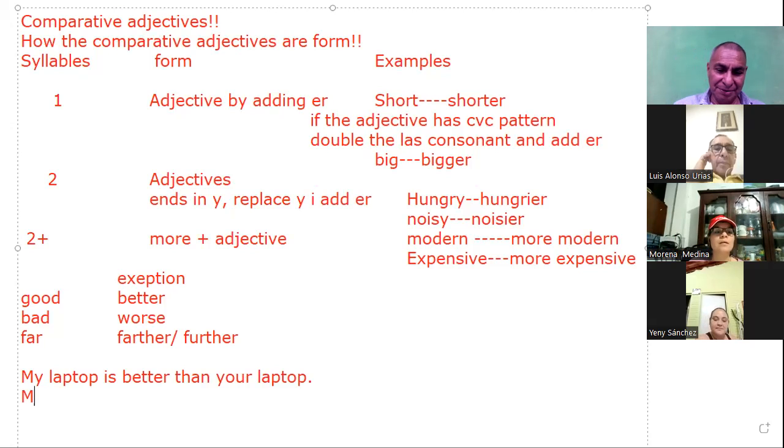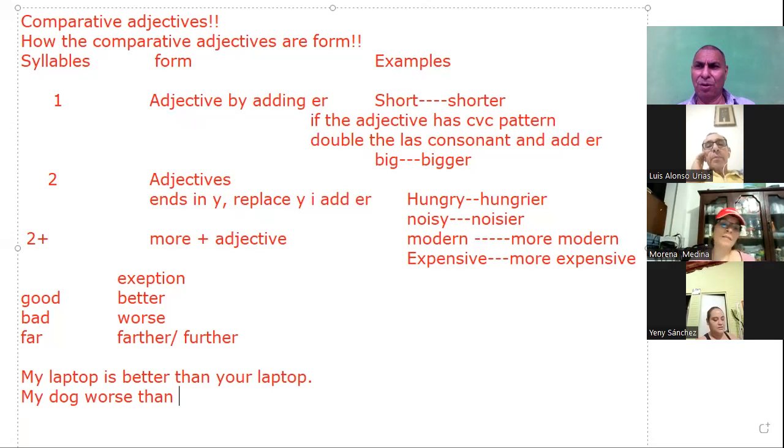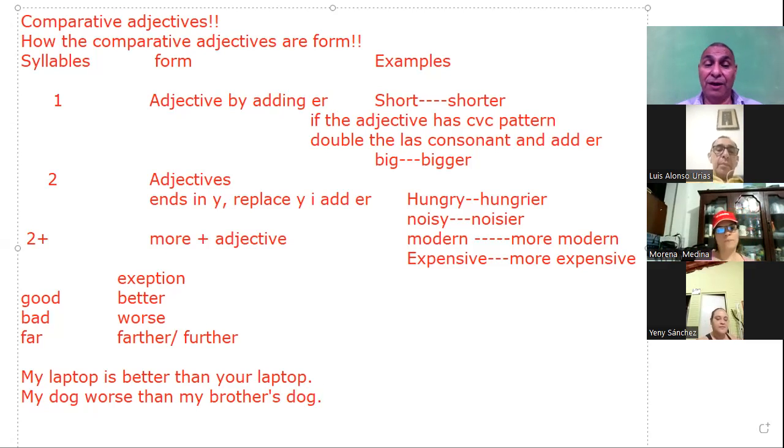My dog is worse. ¿Cómo se pronuncia? Worse. Es más enojado. Worse es el peor, ¿verdad? Ajá. Pobrecito. My sister, que es de mi hermano. No, del perro de mi hermano. Para poner que el perro de mi hermano... My brother's... My dog is worse than my brother's dog.